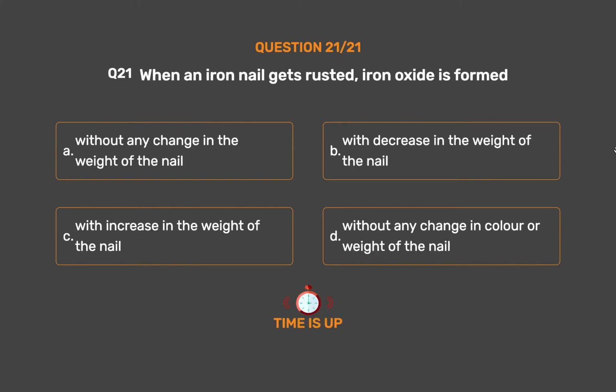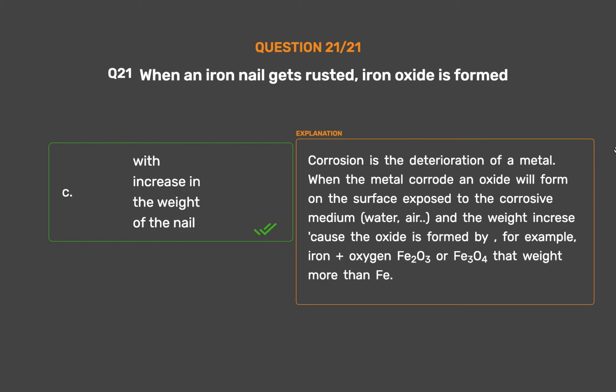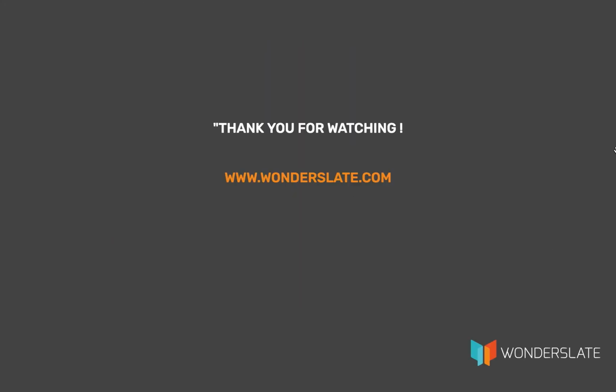The correct answer is option C, with increase in the weight of the nail. Corrosion is the deterioration of a metal. When the metal corrodes, an oxide will form on the surface exposed to the corrosive medium, water or air, and the weight increases because the oxide formed, for example iron plus oxygen giving Fe2O3 or Fe3O4, weighs more than Fe.